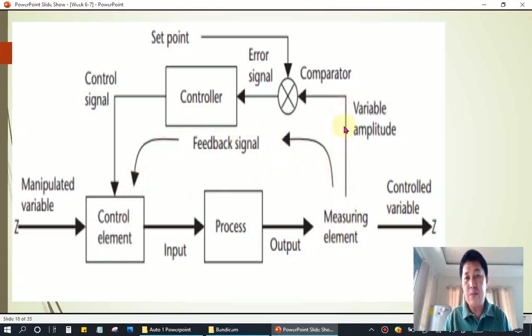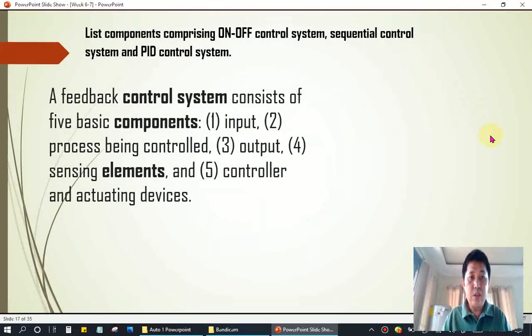You have also the variable amplitude, control variable, and the operator control signal, and you have the controller, and it sends back the signal to the control element. It's the control signal, and here is your set point. So this is the list of components of the feedback control system.